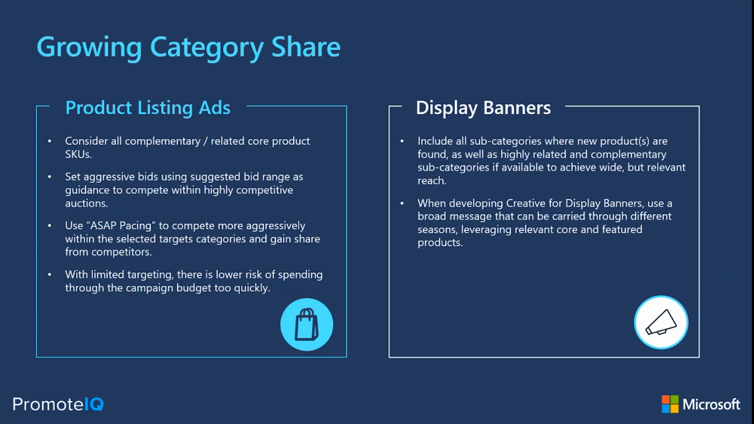When selecting targets for display banner placements, include all subcategories where new products are found, as well as highly related and complementary subcategories if available to achieve wide but relevant reach. And when developing creative for your display banners, use a broad message that can be carried through different seasons, leveraging relevant core and featured products.